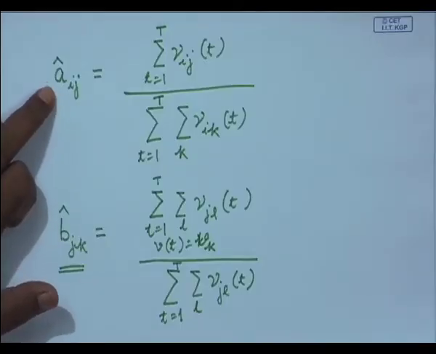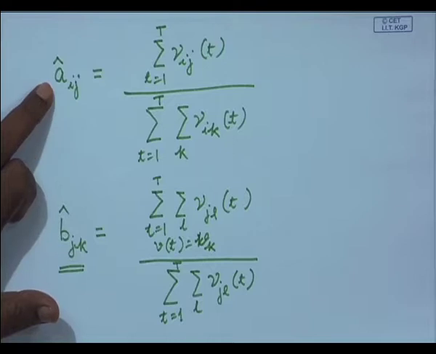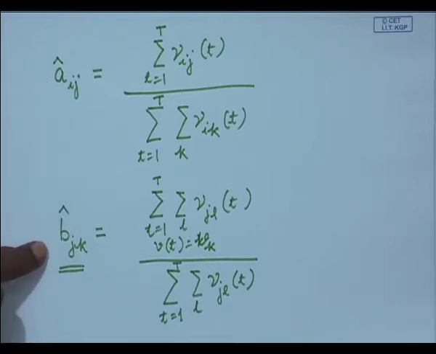And this entire step, starting from refinement of gamma i j, refinement of b j k, and refinement of a i j, this entire process repeats a number of times, unless I reach a situation when the change in a i j and the change in b j k are within the tolerable limit, and that is when I assume that my algorithm has converged.